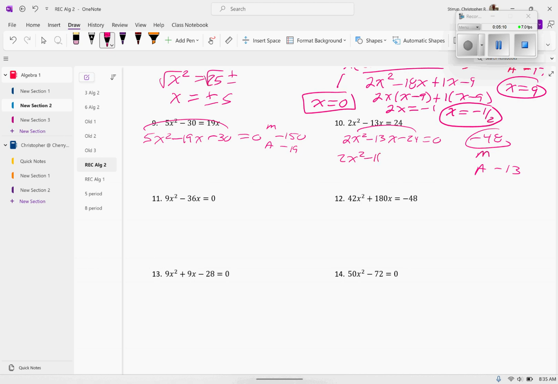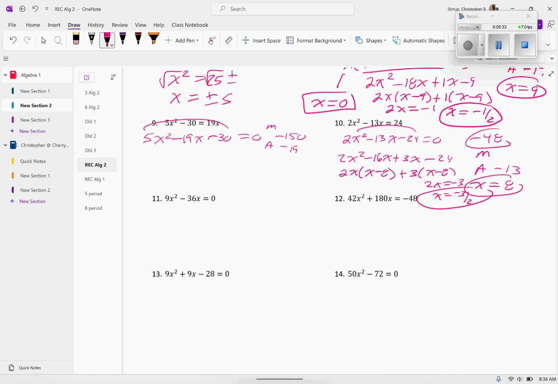x squared minus 16x plus 3x minus 24. Factor out of each group, so I'm going to get x minus 8 plus 3 times x minus 8. Set those equal to 0, so x is equal to 8. And 2x equals negative 3, x equals negative 3 over 2. So then there's my two answers.